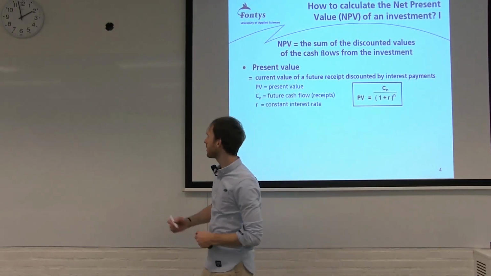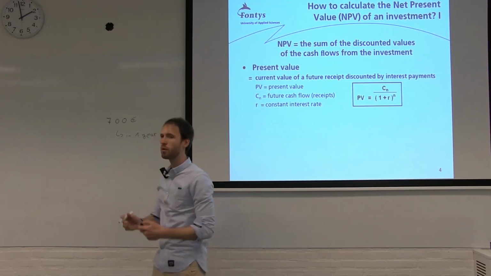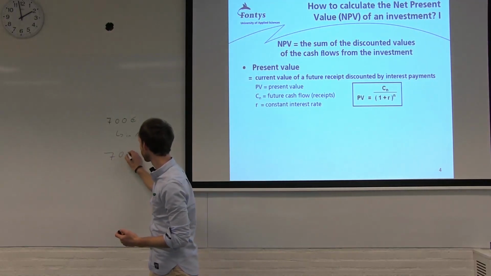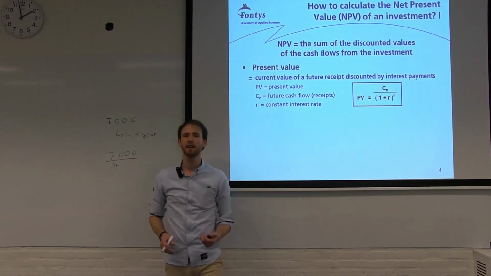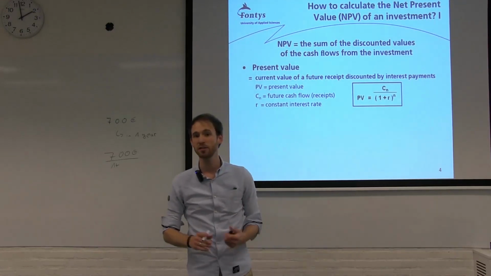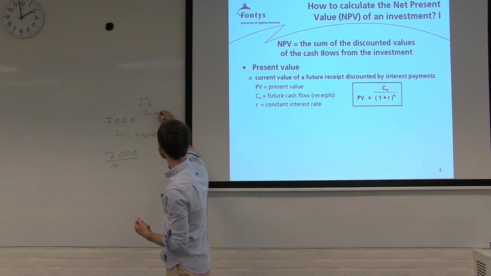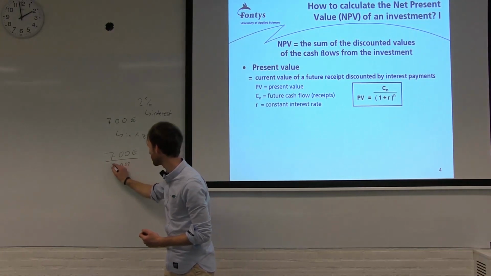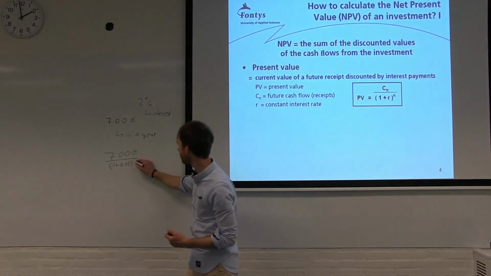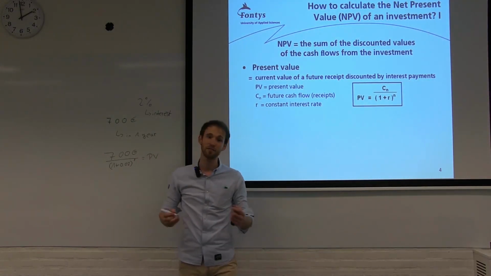So let's say I receive 700 euro in 1 year. Then simply what we have to do is to take the 700 and divide this by 1 plus the interest rate. So let's say we have a bank interest of 2%. So I just put this here, 2% interest. Then what we can say is 1 plus 0.02, which is the 2%, and it's in 1 year, so raised to the power of 1. And if we then calculate this, we have the present value of the 700 euro.